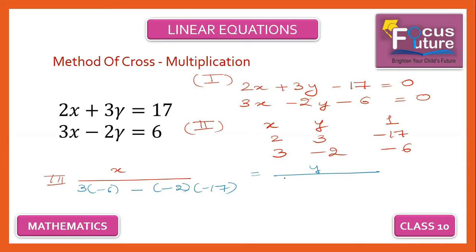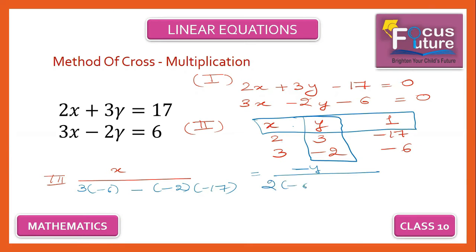Now let us calculate y. For y, you would leave this part, this row and this part, and cross multiply the rest. So this is minus y, 2 into minus 6 minus 17 into 3. Okay. So this is y part.